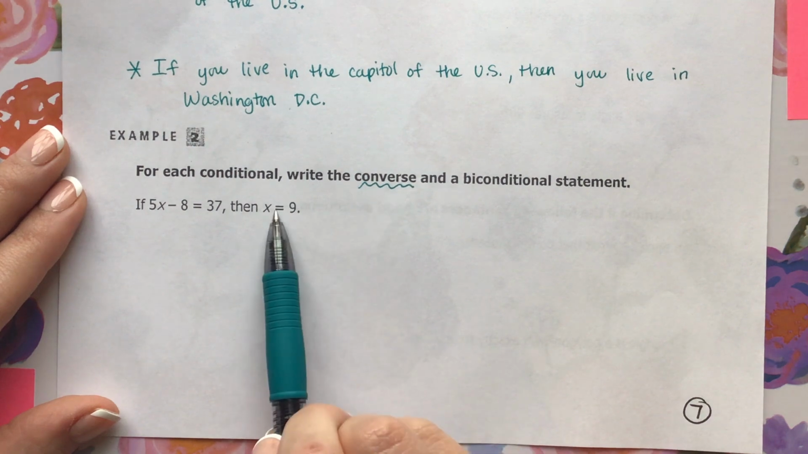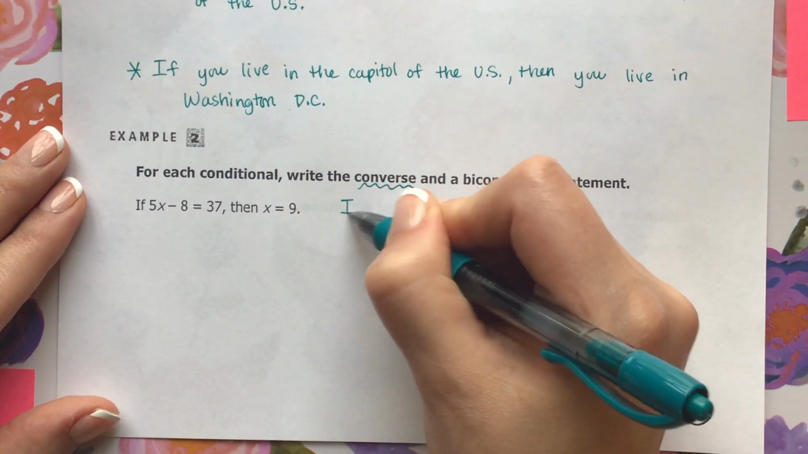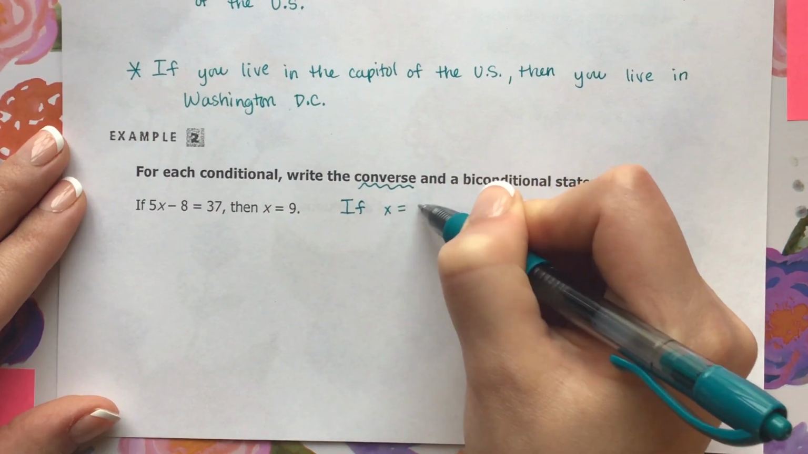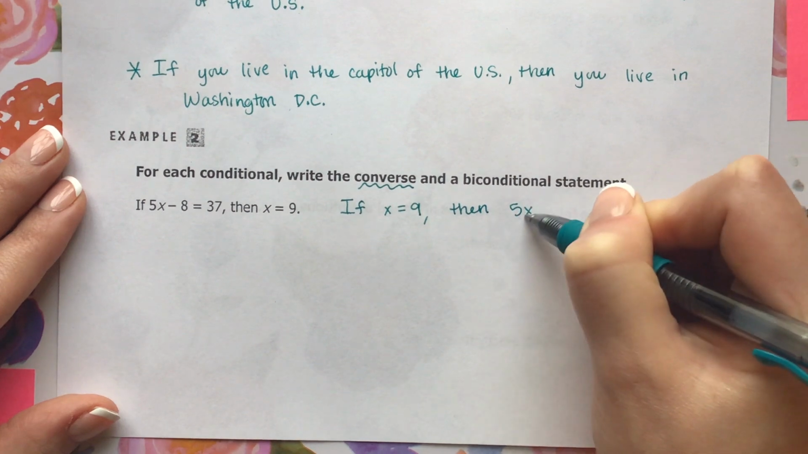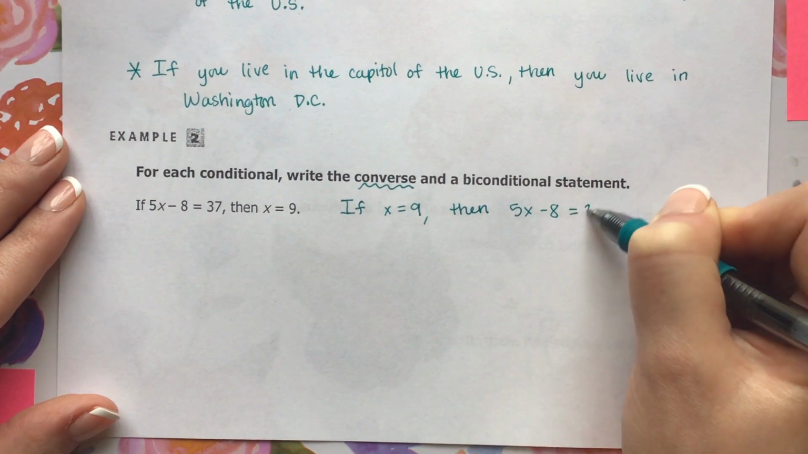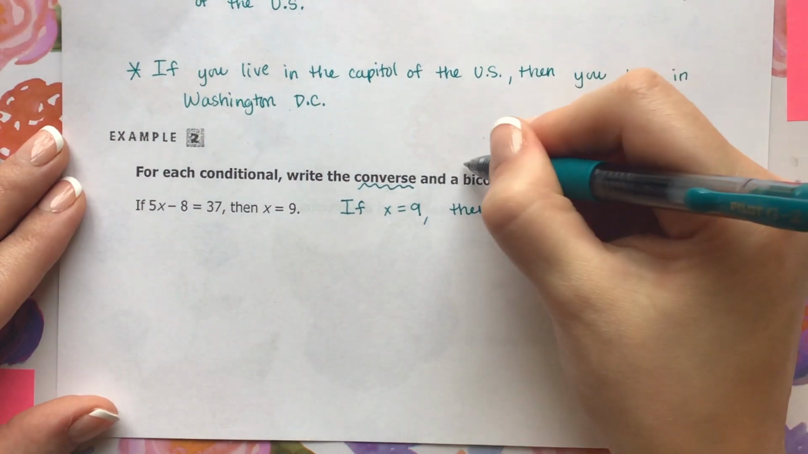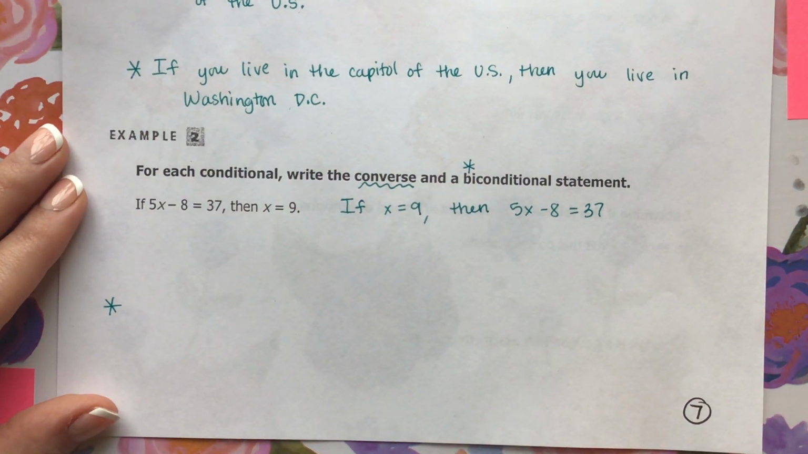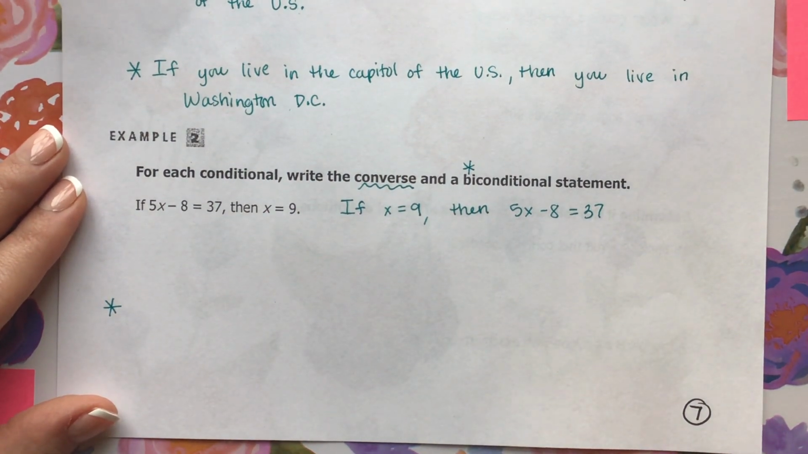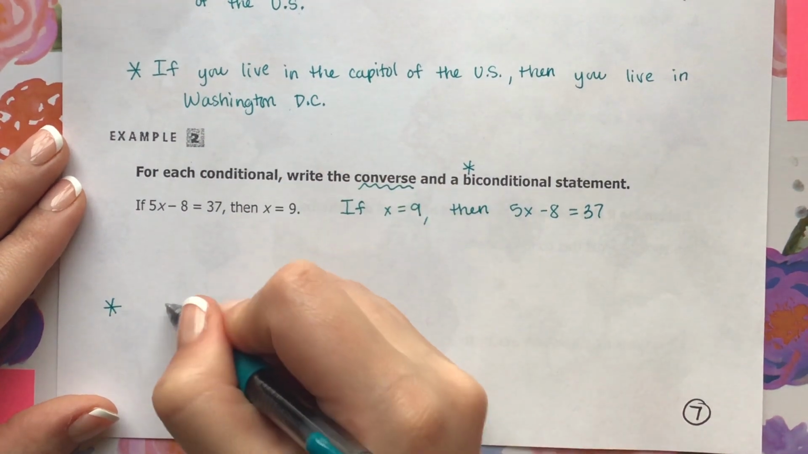Converse, once again, is when you flip these two things backwards. So it's going to say if x equals 9, then 5x minus 8 is equal to 37. So that's the converse. Now I'm going to write the biconditional statement. And remember, biconditional is with the if and only if. So here we're going to say 5x minus 8 is equal to 37.